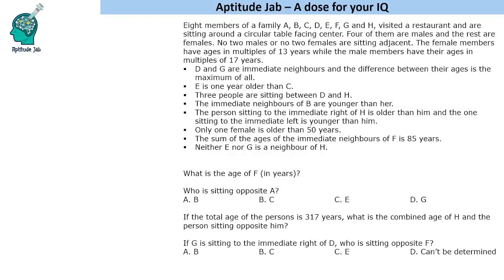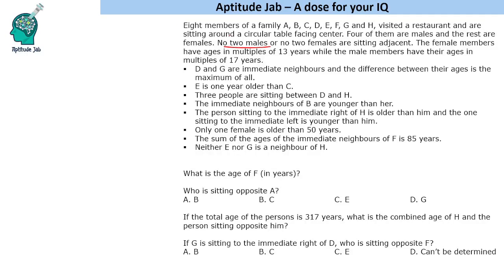This is a question on seating arrangement. It says that there are 8 members of a family, A through H. They visited a restaurant and are sitting around a circular table facing the center. 4 of them are males and the rest are females. No two males or no two females are sitting adjacent.